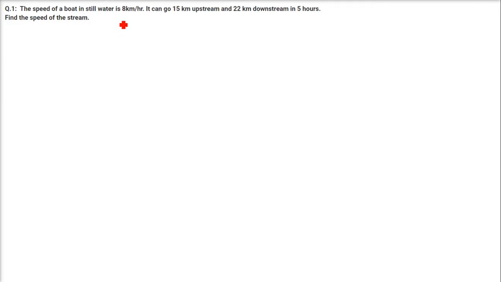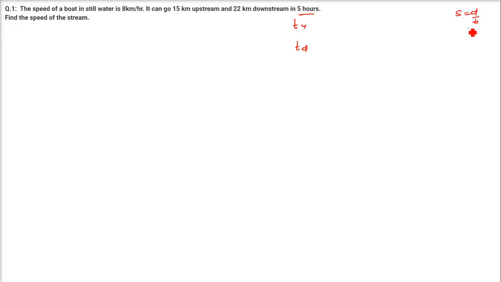The question is: the speed of a boat in still water is 8 km an hour. It can go 15 km upstream and 22 km downstream in 5 hours. So if TU is the upstream time and TD is the downstream time, then TU plus TD is equal to 5 hours. So what is the relationship between speed, distance and time?